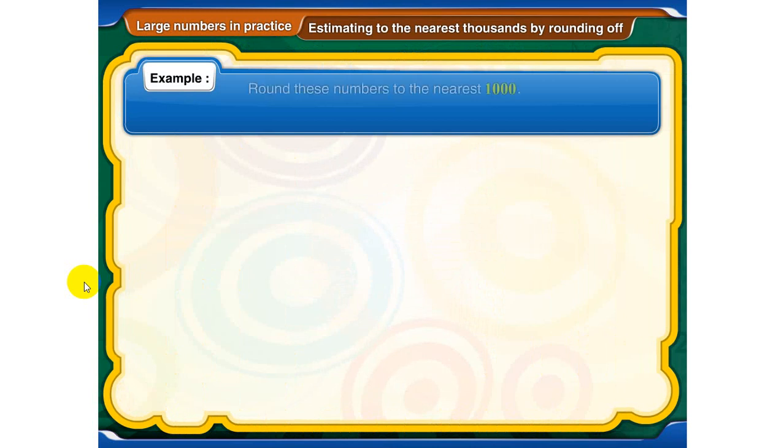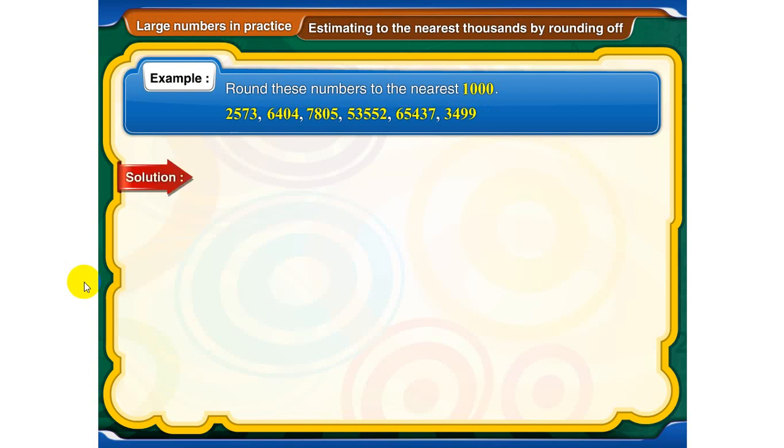Example: round these numbers to the nearest thousands. 2,573, 6,404, 7,805, 53,552, 65,437, 3,499. Solution: 2,573 rounds off to 3,000.